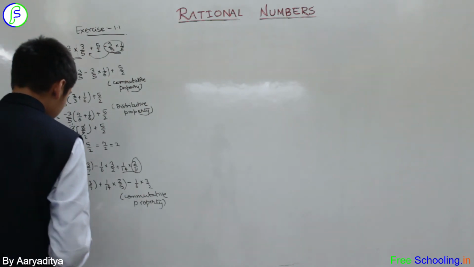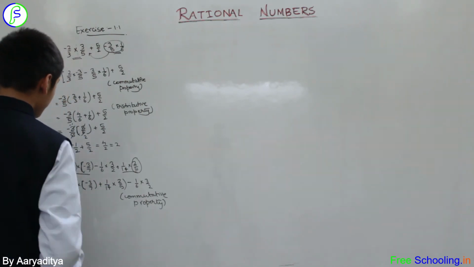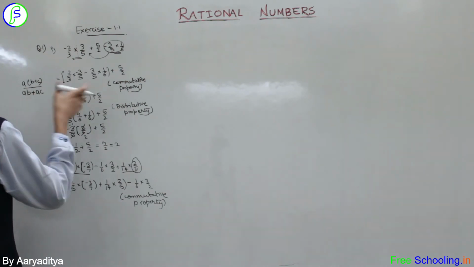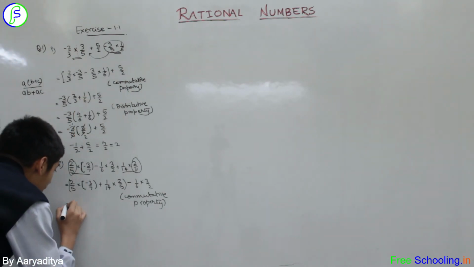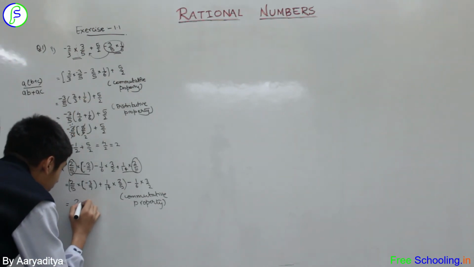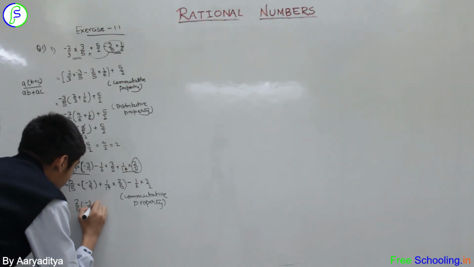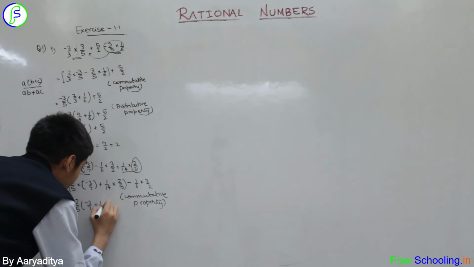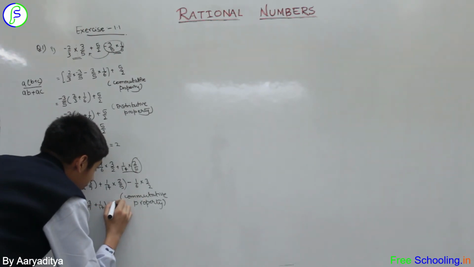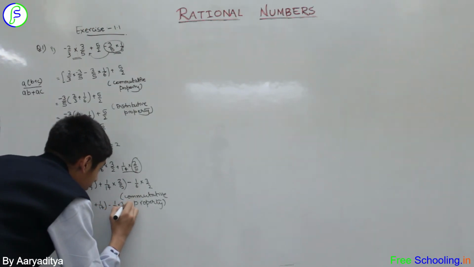So now let's solve this one. As you can see, 2 by 5 is common, and the same property, that is distributive, will be applied here. So we will be having 2 by 5 as common, outside the brackets, and then we are left with minus 3 by 7 and plus 1 by 14. And at last we are also left with minus 1 by 6 into 3 by 2.